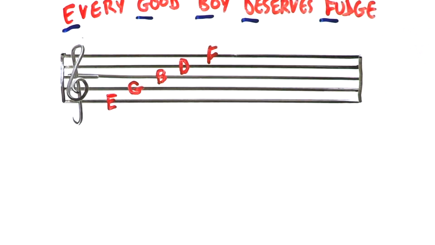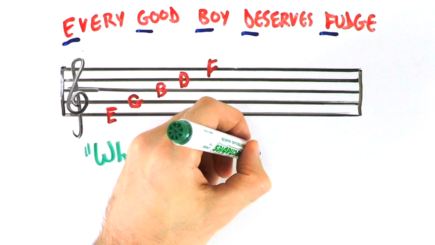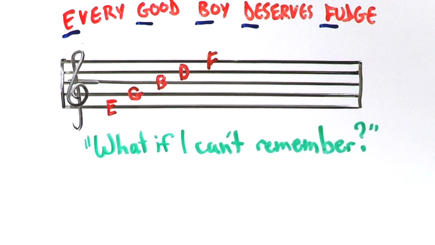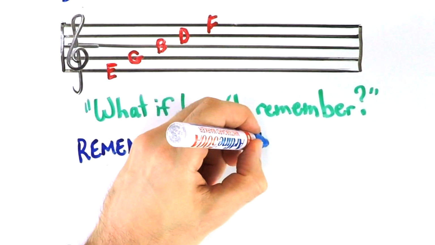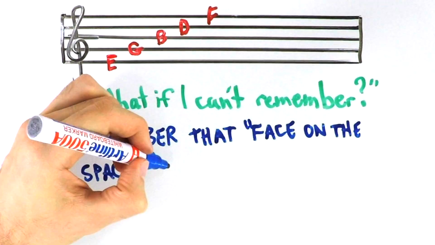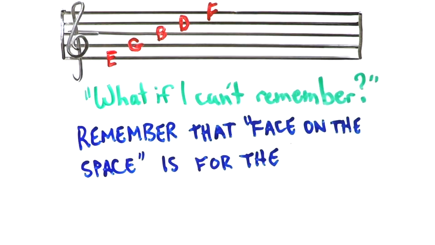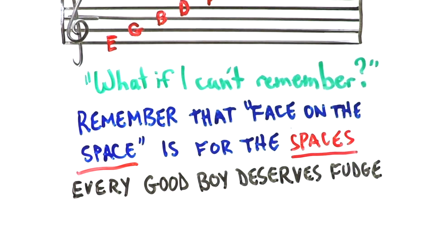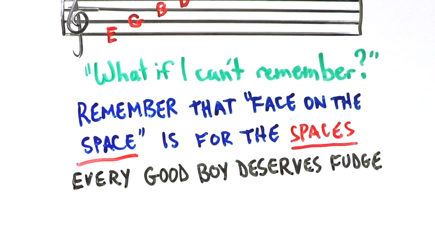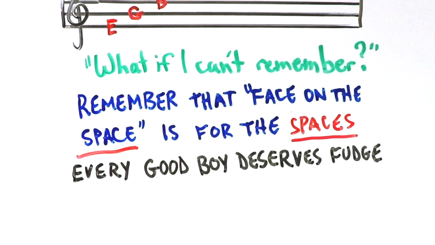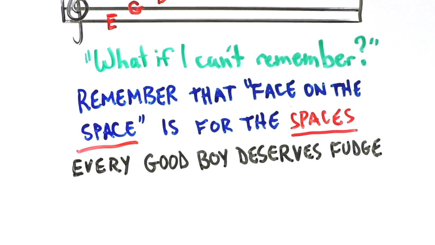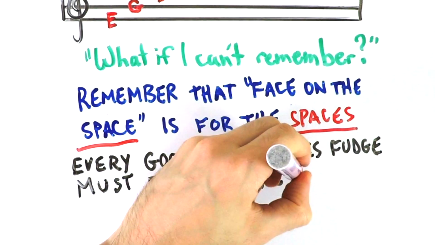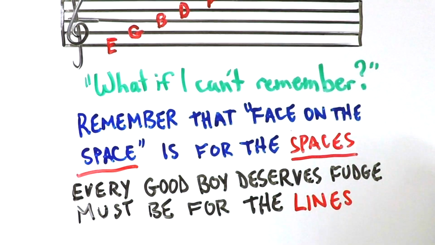Okay, so now you might be saying, Mr. Erdogan, what if I can't remember every good boy deserves fudge is meant to be on the lines? Well, that's a great question. If you can remember the names of the tricks and that one of them is called Face on the Space and the other one is Every Good Boy Deserves Fudge, you will realize that the trick called Face on the Space is for the note names that go on the spaces. And therefore, that only leaves one last option. That means that Every Good Boy Deserves Fudge must be for the lines.